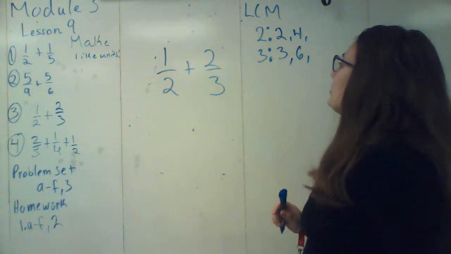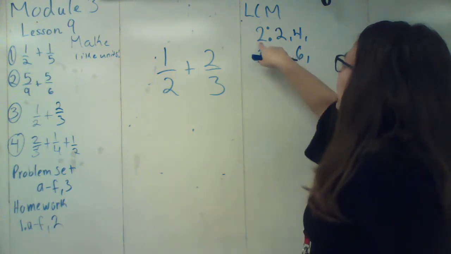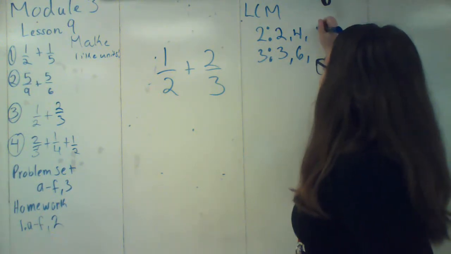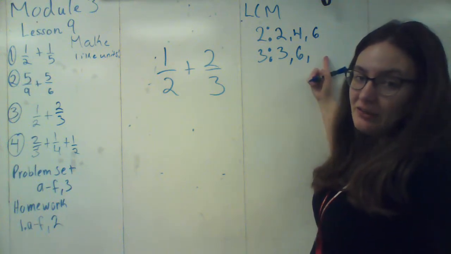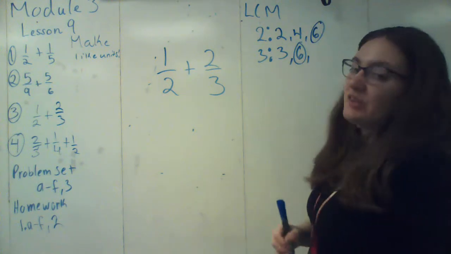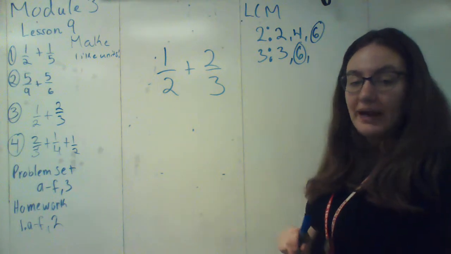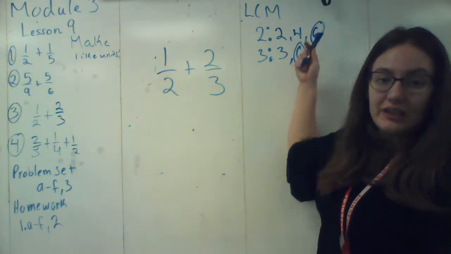Then I'll do 2 times 3, which is 6. And then I'm just going to stop right there. Yes, I could have done 3 times 3, which is 9. But I just found my least common multiple. I found two numbers that match. So that means that my common denominator between these two can be 6.